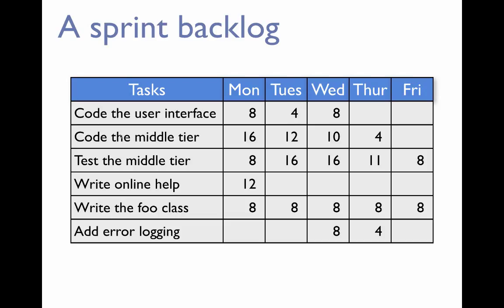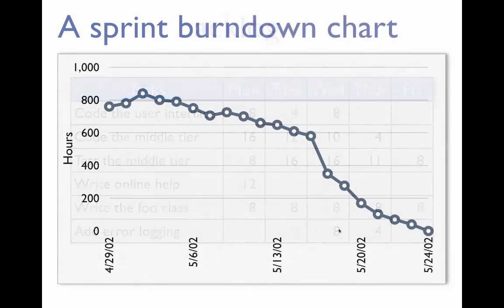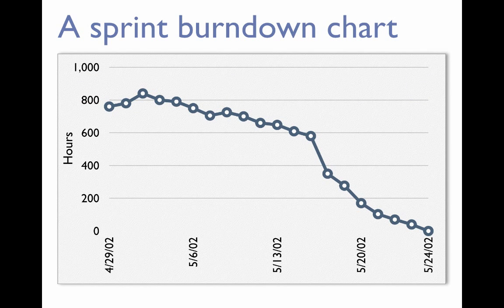Whereas for somebody who's coding the middle tier, you see slowly but steadily the amount of work still to be done whittles down. Write online help, assumed to take 12 hours, and you say, okay, Tuesday, no work's remaining. That thing was done already in a day. So every day you note on every card how many hours are remaining. And the remaining hours per day give you a good idea of how well you're working down the total amount of hours you estimated for the project. And that's basically your burn down chart.